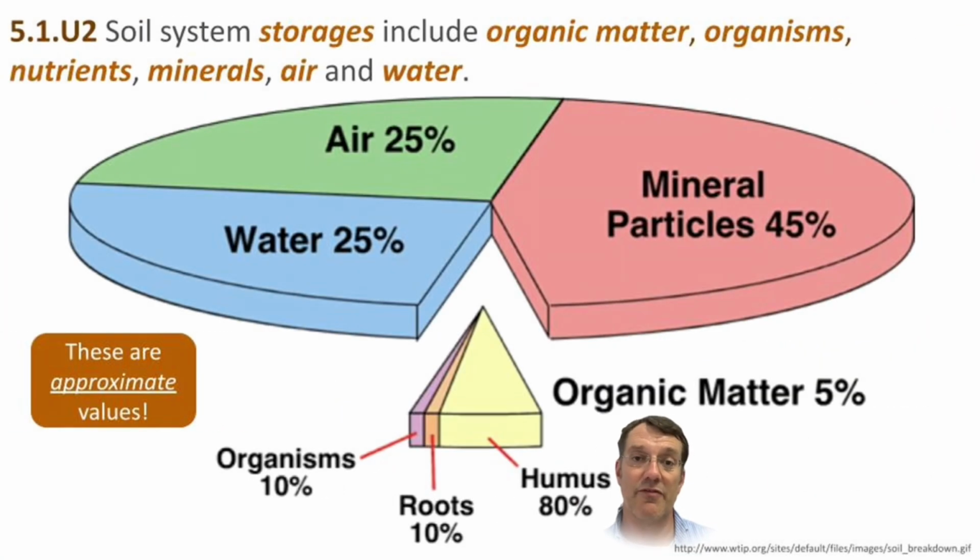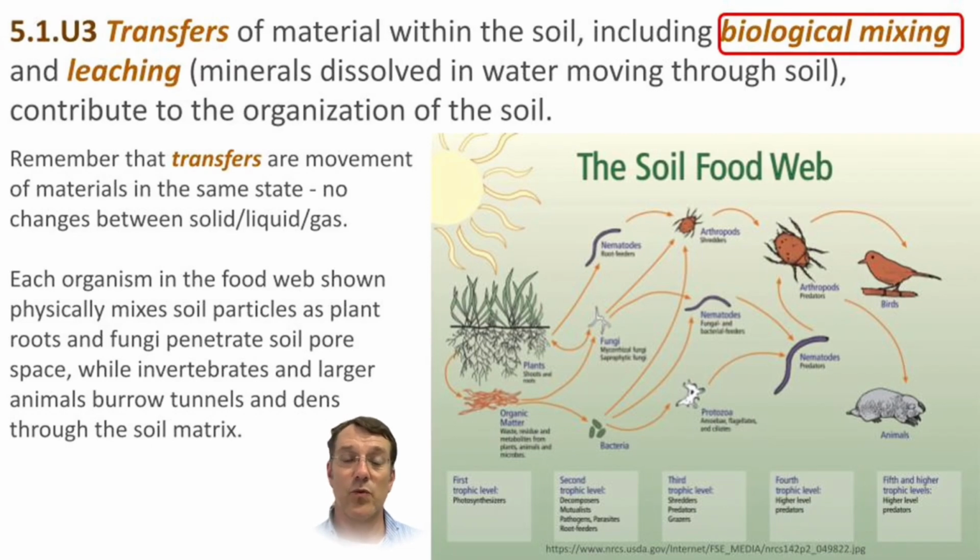You'll notice in this graph that the bulk of what's in soils are the abiotic components, the mineral particles, the air, and the water, and that only a small proportion comes from living organisms or from dead or decaying organic matter. You don't need to know these percentages, just know that the bulk of soils is made up of minerals, air, and water.